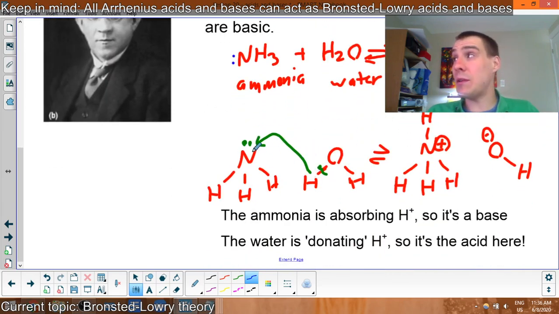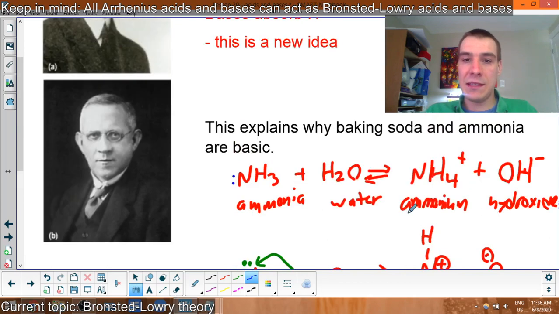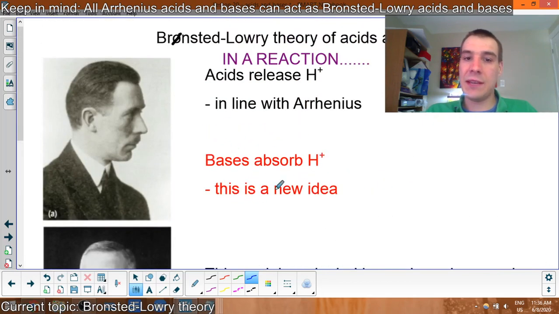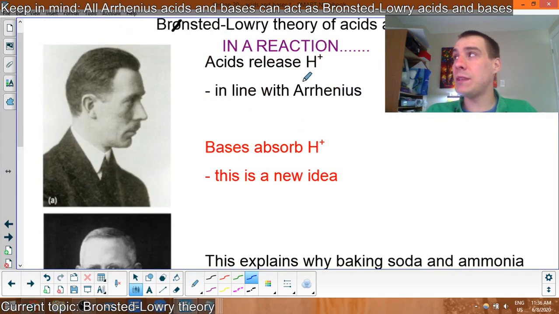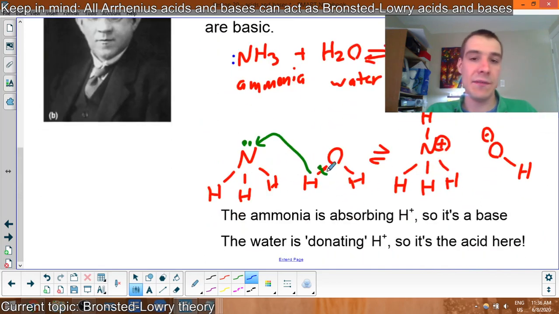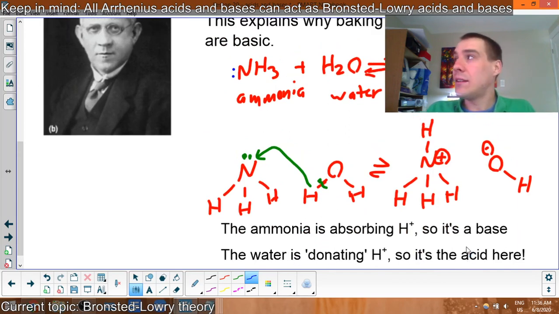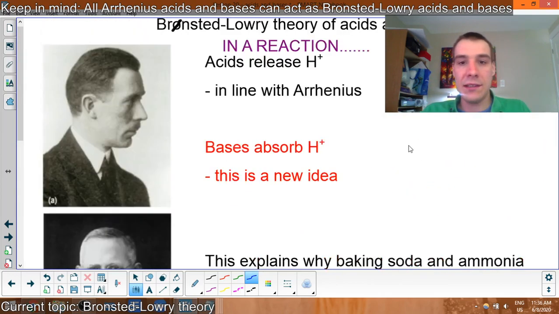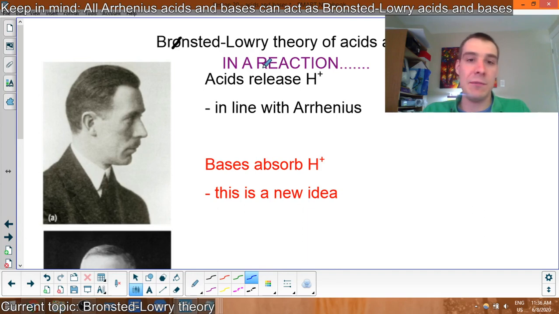There's a demo of it. There's a structural thing of it. It'll literally pull the hydrogen away. And so the ammonia is absorbing the H+. It's a base because that's what Bronsted-Lowry say. Bases absorb H+. But what's releasing the H+? Well, it's actually the water itself. The water itself is giving up an H. So the water is the acid in this reaction. You might not think of water as an acid, but in this reaction, water is being an acid. So that's the thing about Bronsted-Lowry. It only makes sense if we think about acids and bases in a reaction.